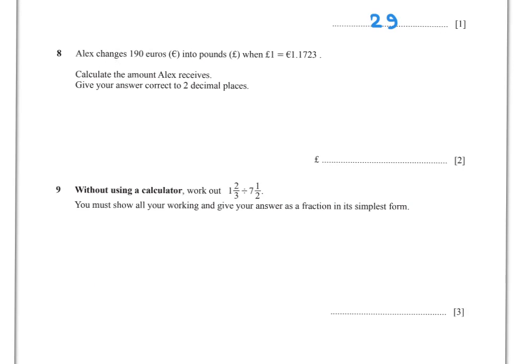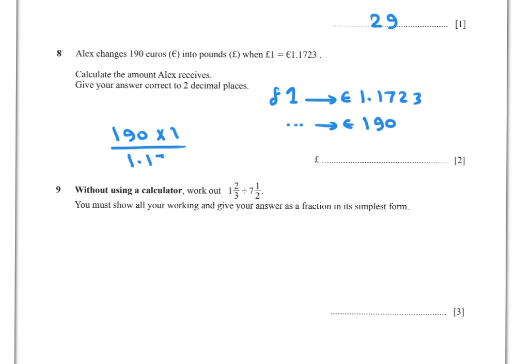Number 8, Alex changed 180 euros into pounds when 1 pound equals 1.1723 euros. Calculate the amount Alex received. Give your answer correct to 2 decimal places. Use the cross multiplying method. So 1 pound gives you 1.1723 euros. So if you have 180 euros, write 180 euros on this side. Now cross multiply. So 180 times 1 divided by 1.1723.